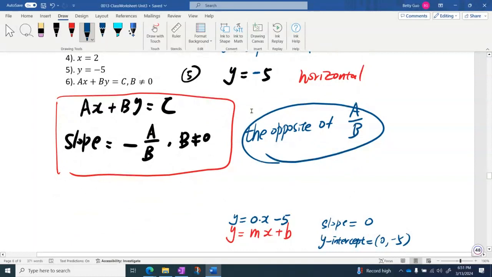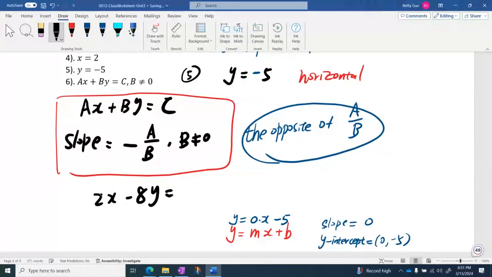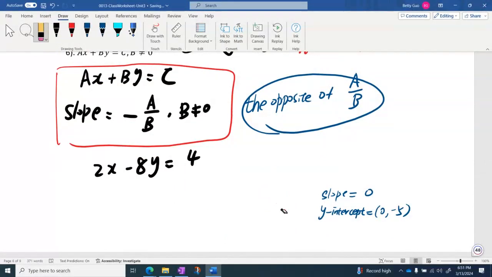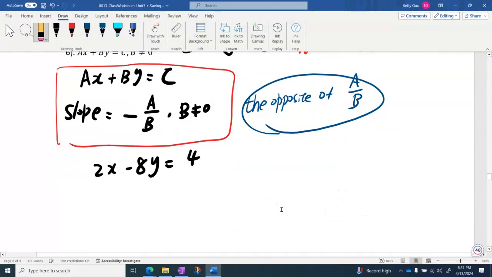I can demonstrate a little bit. Let's say we have a straight line 2x minus ay equals 4. I just randomly write this equation. This equation is in the standard form, right? And I can use the formula to quickly find the slope for the line. Even though it's not slope-intercept form, I don't have to convert it to the slope-intercept form. I'm able to identify the slope super fast. Let me show you how.